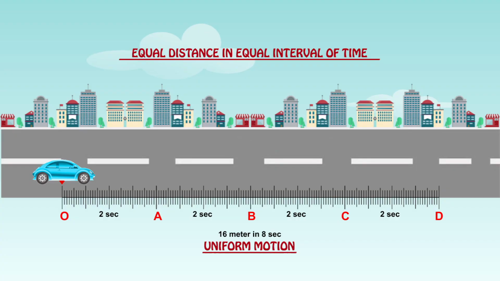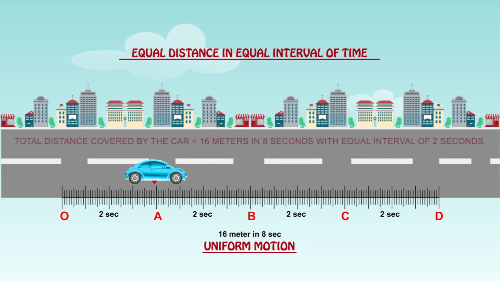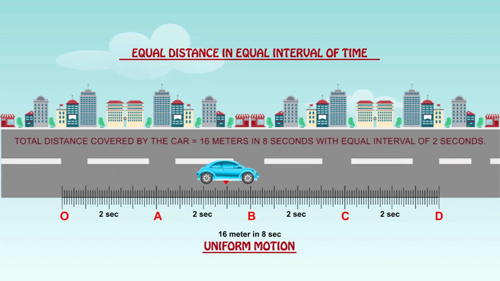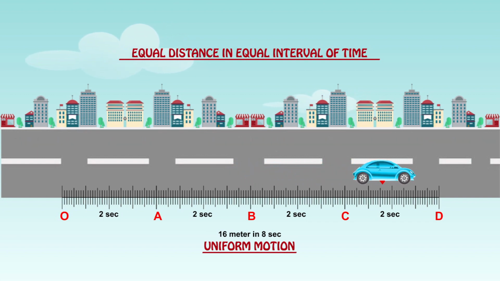In this case, the car covers a total distance of 16 meters in 8 seconds, with equal interval of 2 seconds. We can conclude that the car had travelled equal distance in equal interval of time. So, this type of motion is known as uniform motion. Another example, consider a car moving from one position to another position about 16 meters away within 8 seconds.